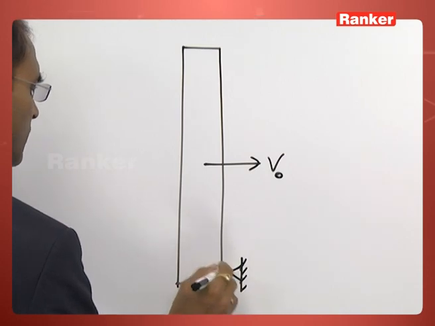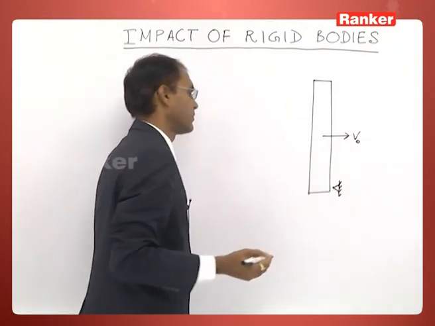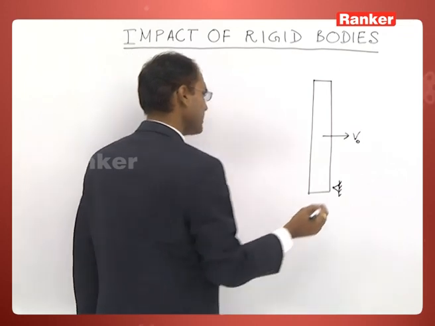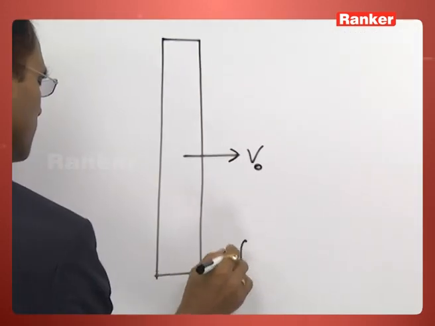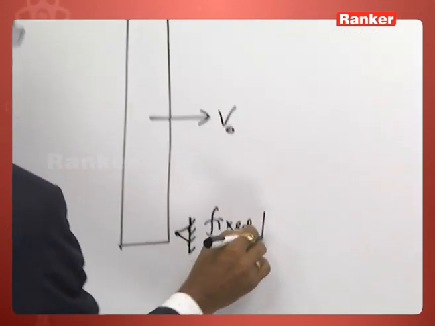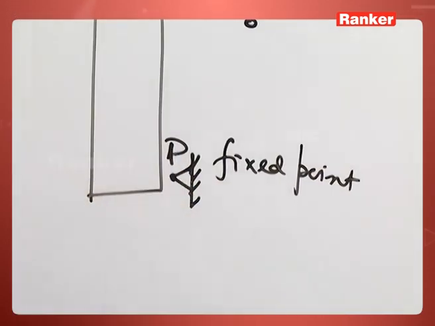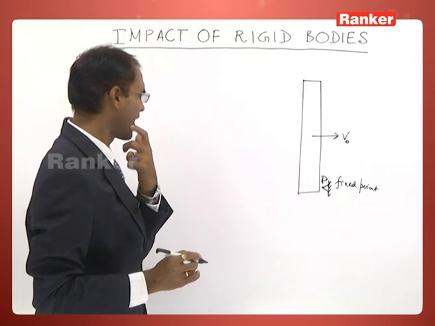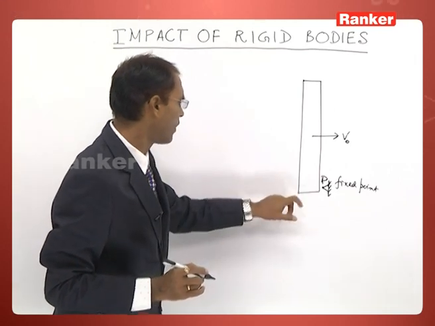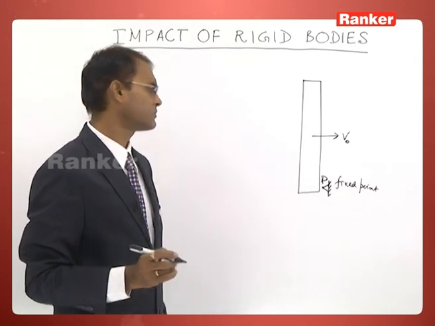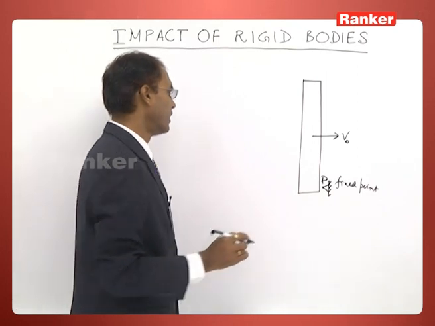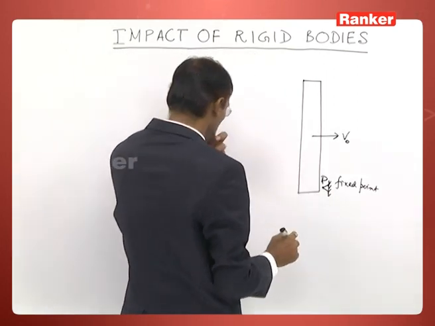This is a fixed point P. The rod collides with this fixed point. During the time of collision, what happens?